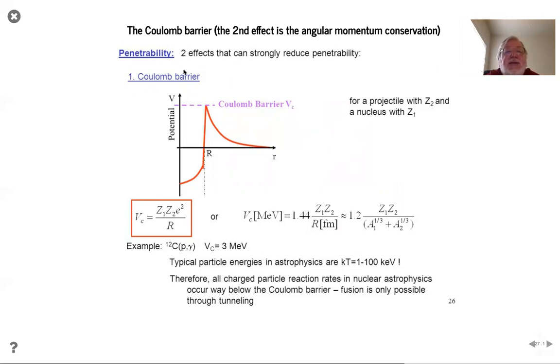The first effect is the Coulomb barrier that I already mentioned. This Coulomb barrier hinders thermonuclear reactions from going on, because charged particles have to overcome it. The second effect that hinders nuclear reactions is angular momentum conservation. We would like to have a direct collision, which means angular momentum equals 0, because if angular momentum is not 0, conservation of angular momentum would require that momentum is conserved. So this is the second effect that hinders nuclear reactions inside the stars.